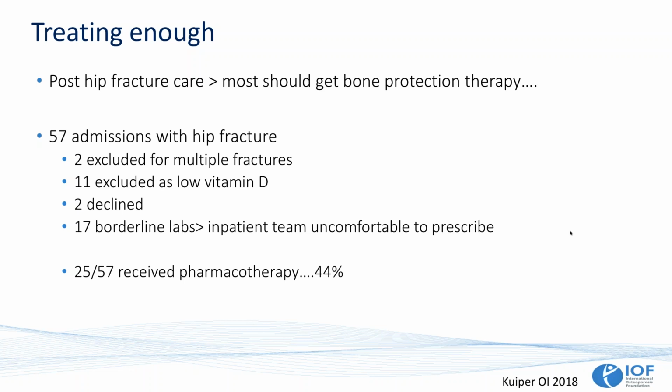And here you can see, 11 excluded as low vitamin D. Well, actually, that shouldn't be an exclusion. We should be able to put in treatment pathways that address this. And the inpatient team were uncomfortable to prescribe because of borderline labs. Are we really sure this is appropriate when we consider the catastrophic results of another hip fracture on patient outcomes? And this led to only 44% of hip fracture patients receiving treatment, which was a fantastic improvement from the 0% they had before, but still room for improvement, I feel, in those patients who are excluded because of lab errors that we could probably push back on.